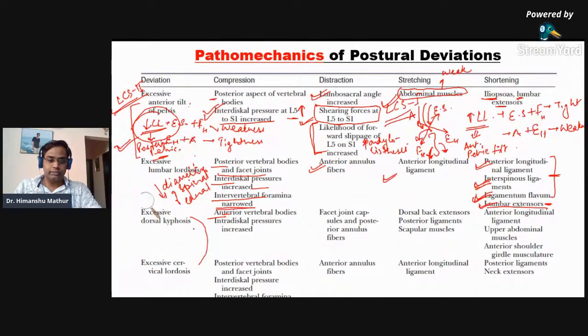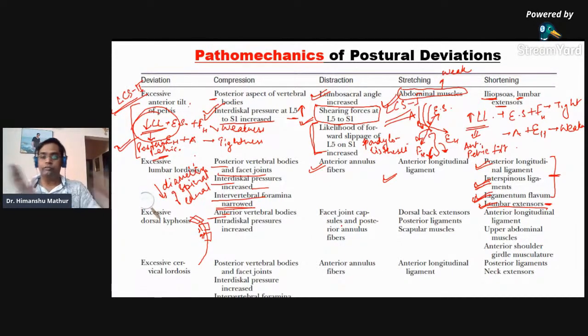the anterior vertebral body has more compression because it is like this. More compression will be there anteriorly, on the anterior aspect. The intradiscal pressure is increased, more so anteriorly. Now the facet joint capsule and the posterior annular fibers are distracted.